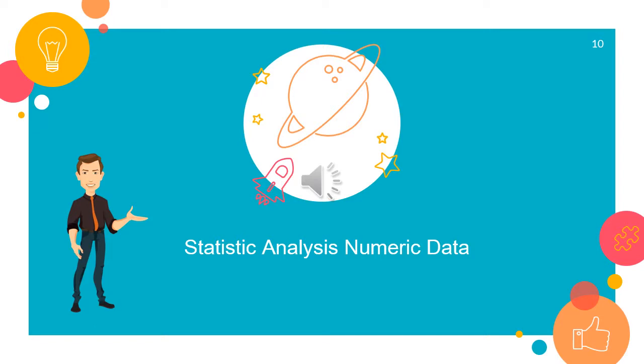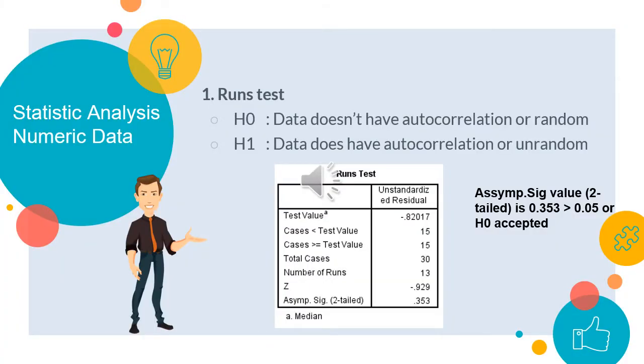Okay, now we are going to the statistic analysis numeric data. The first is run test. The H0 is data doesn't have autocorrelation or is random. The H1 is data does have autocorrelation or is not random. And since the result that we get from run test is a significance value of 0.353, which is more than 0.05, then our H0 is accepted.